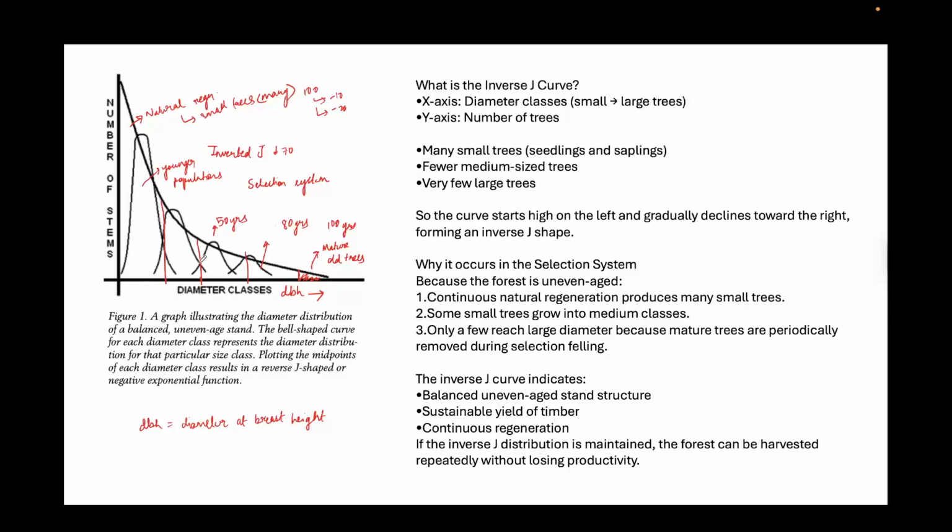So in selection felling, what do we do? In the natural course of development, many of the trees or saplings die off, and you also fell those trees. And the inverse J curve indicates a balanced uneven aged stand structure, sustainable yield of timber, and continuous regeneration of the forest. If the inverse J distribution is maintained, the forest can be harvested repeatedly without losing productivity. So this is an important point to note. If the inverse J structure is maintained, the forest can be harvested repeatedly without losing productivity.